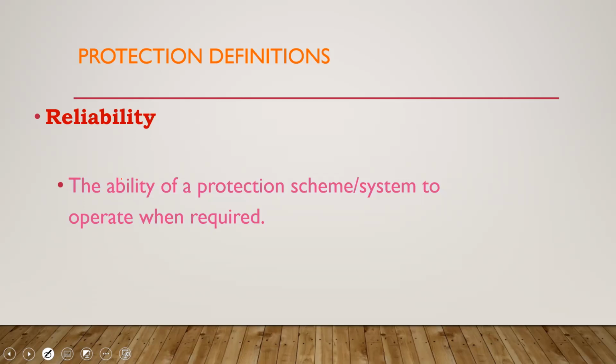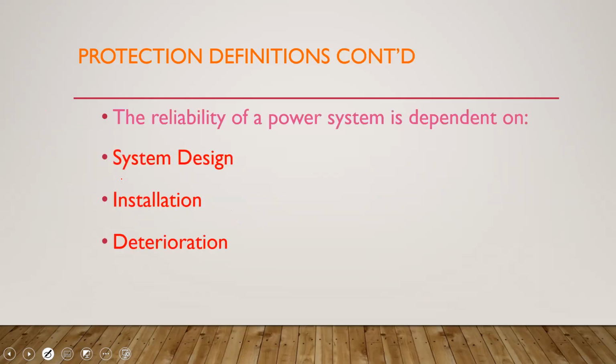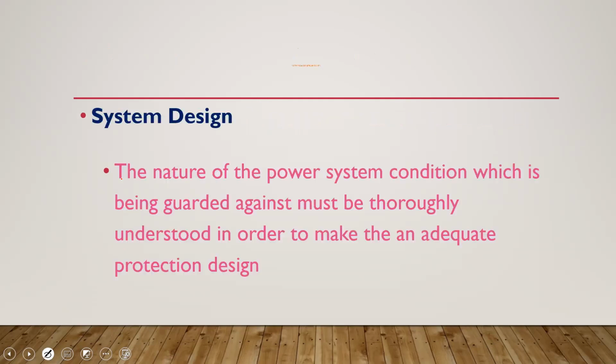So, as I was saying, in terms of reliability, it's going to be impacted by the system design, installation, and deterioration. So I use the example of that breaker becoming corroded over time. That's deterioration, so it means that maintenance needs to take place. So we have design, installation, and deterioration. I'll just go into each of them now.